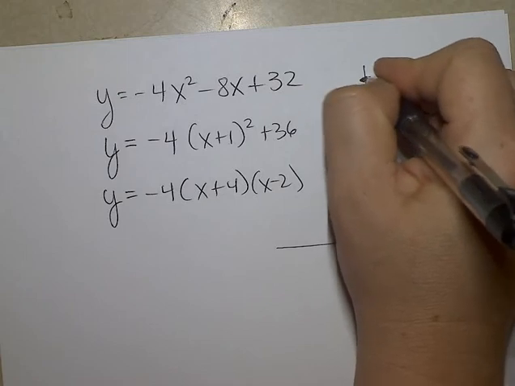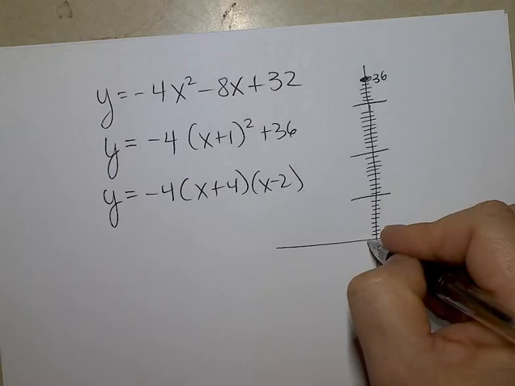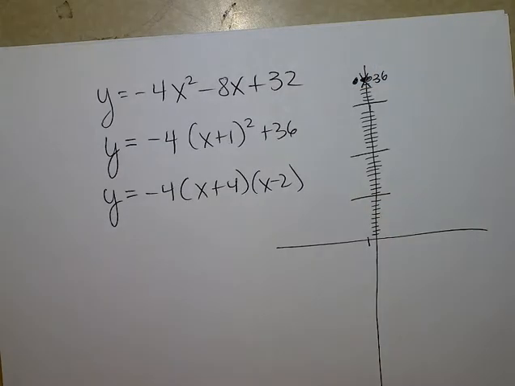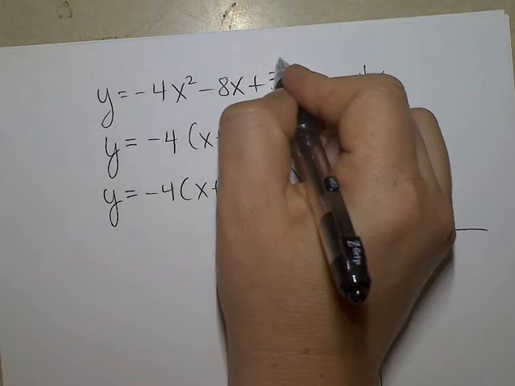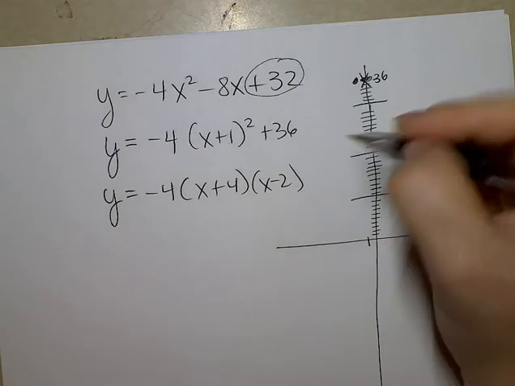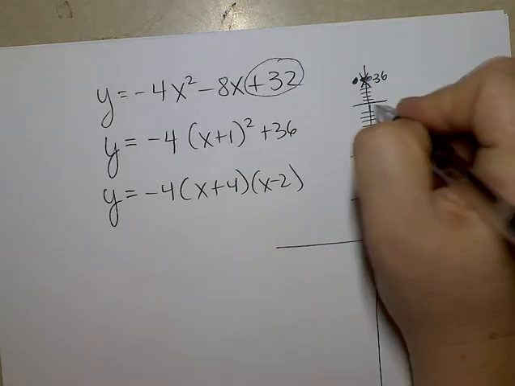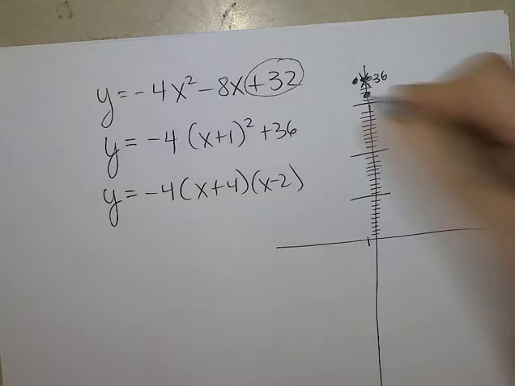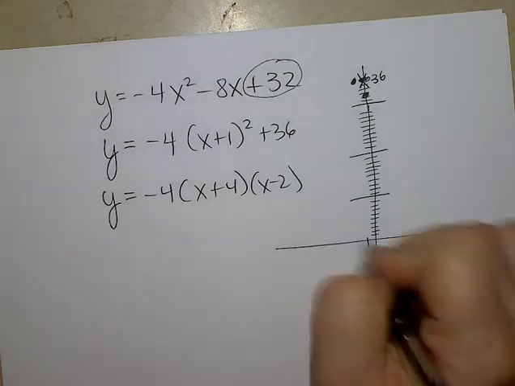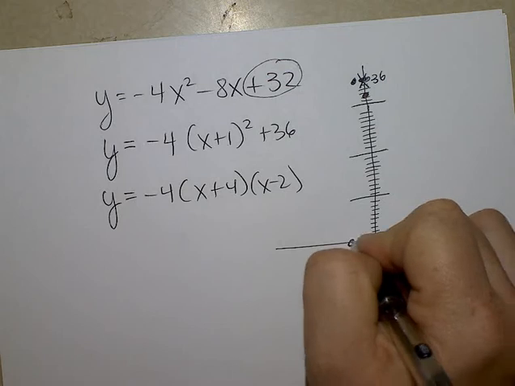So here's 36, and I meant to go over 1. Let's rewrite that. So there's a vertex of negative 1, 36. The next thing is if you can go back to the standard form and circle the constant, that will always represent the y-intercept. So go to 32. And I'm going to graph the two x-intercepts, negative 4 and positive 2.